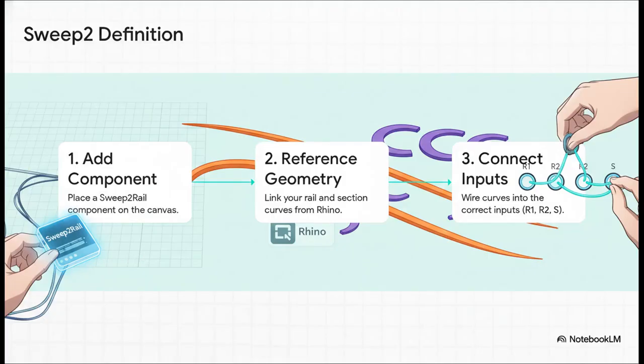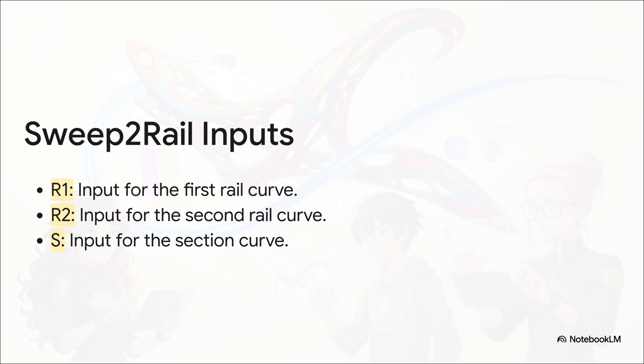Now, let's build on that logic. For the sweep 2 rails, it's the exact same logic, we're just adding one more curve to the mix. Step 1, you grab the sweep 2 rail component and put it on the canvas. Step 2, you set up parameters to reference your geometry from Rhino, this time your 2 rail curves and your section curve. And step 3, you connect the dots, wiring each curve into its correct input. And this is the part that matters. Each piece of your geometry, your 2 rails and your section, has its own dedicated slot on the component. R1 gets the first rail, R2 gets the second, and S gets the section. You are literally wiring your design intent directly into the logic of the tool.